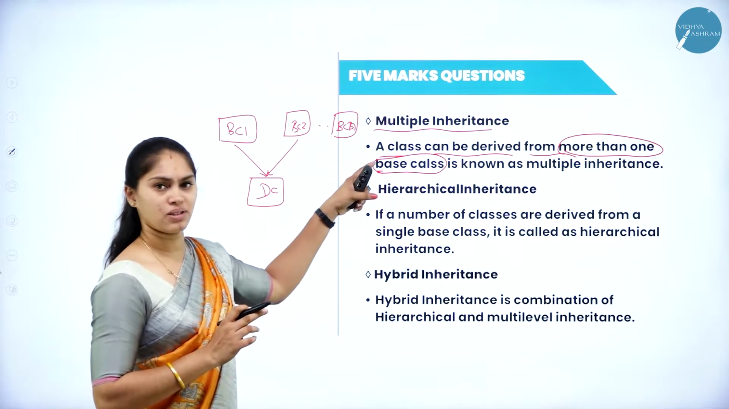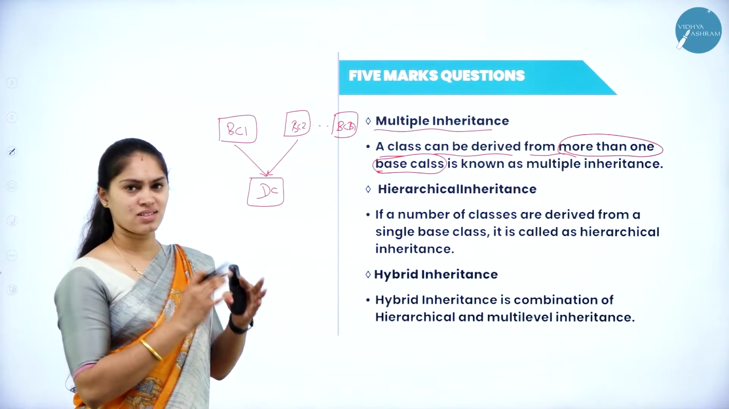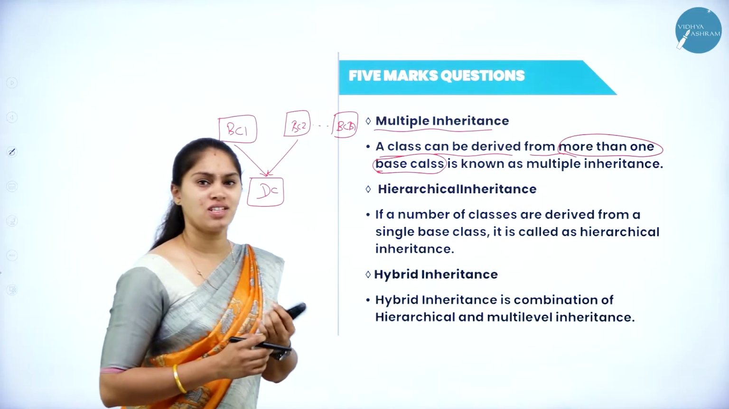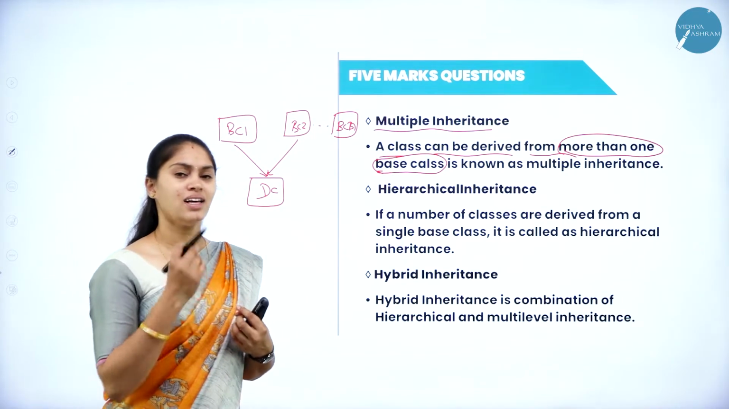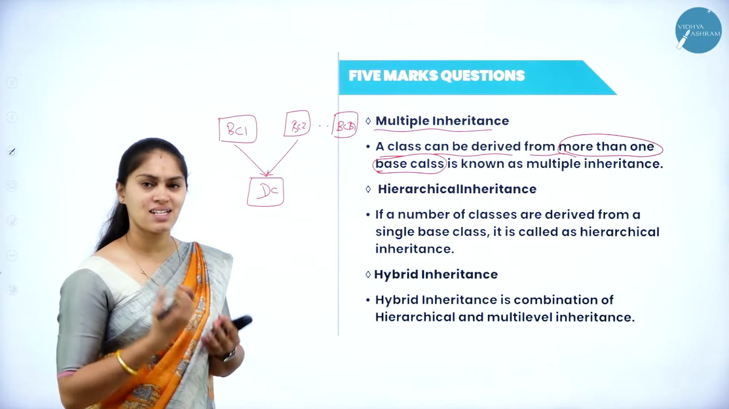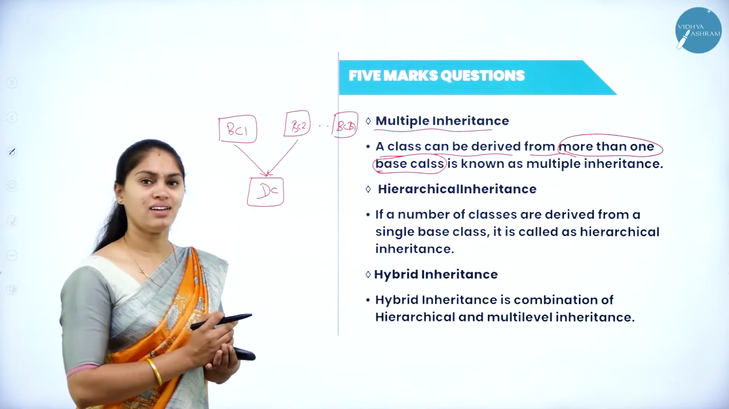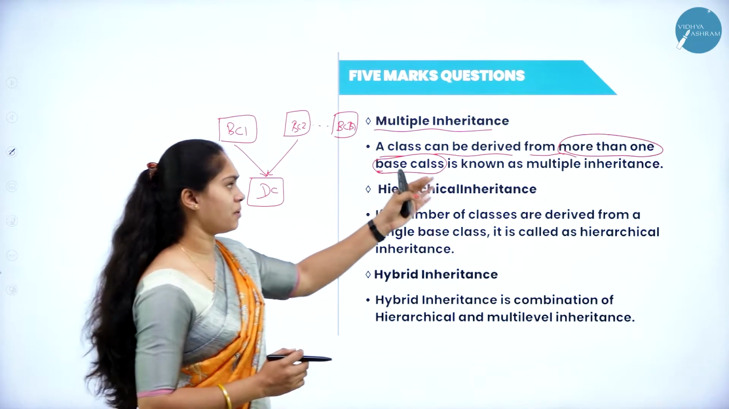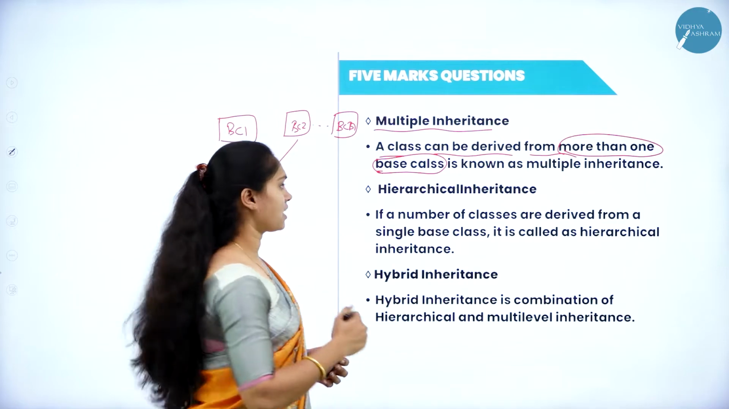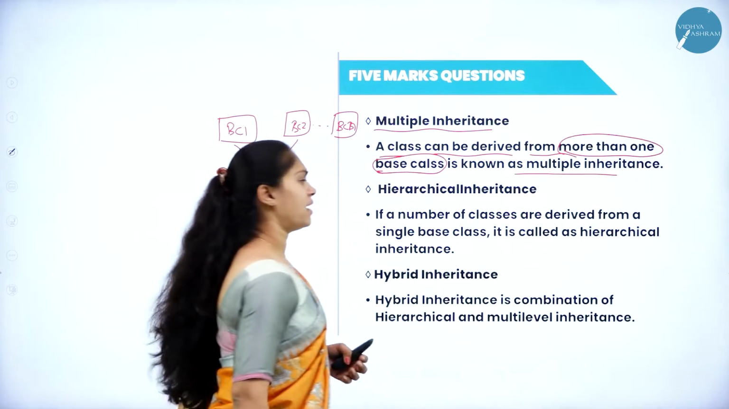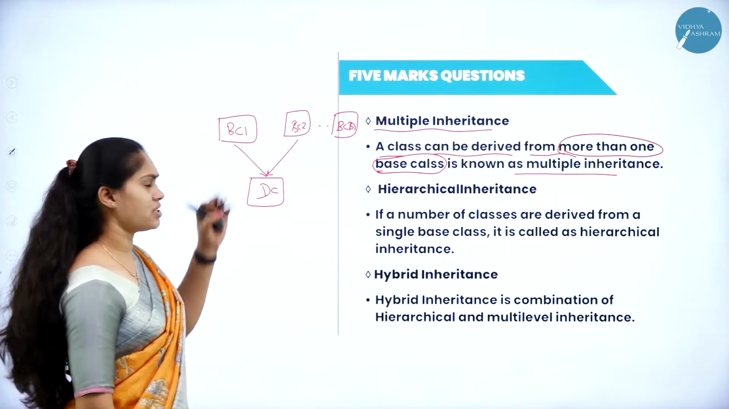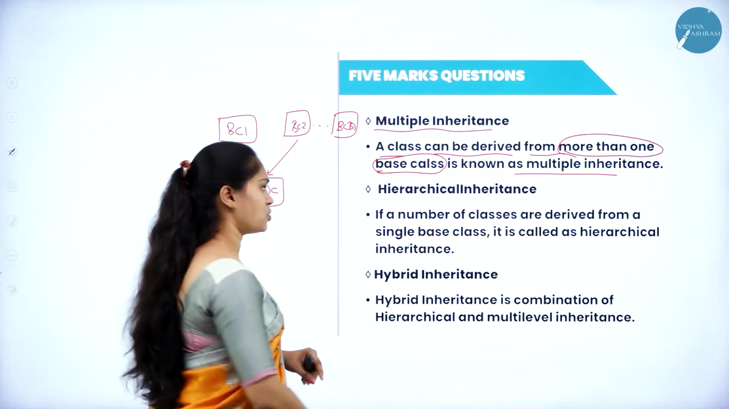If I have more than one base class for a single derived class, that is multiple. If you consider a prince or a princess, they are going to acquire features from both a king and queen, right? King and queen are the base classes and the princess or prince will be the derived class. So if a class can be derived from more than one base class, that will be considered as what? Multiple inheritance. This is the schematic representation that you are supposed to write.